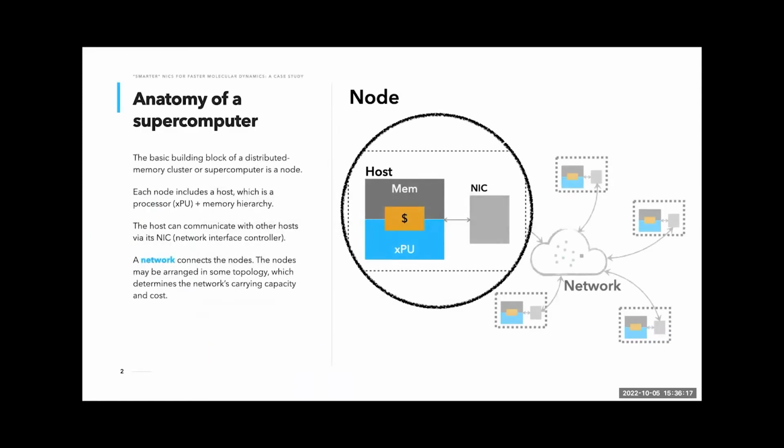When we look at a distributed memory cluster, the building block is a compute node. A compute node has a host processor and memory, with a memory hierarchy, such as one or more levels of cache, disk, or other types of storage. The host communicates with other hosts via a NIC, which is a network interface controller or card. And the compute nodes are connected by a network.